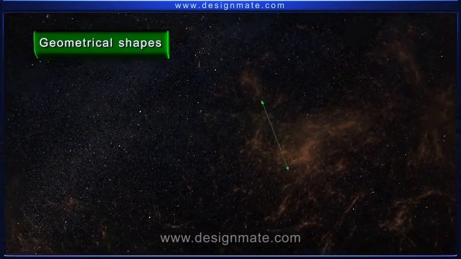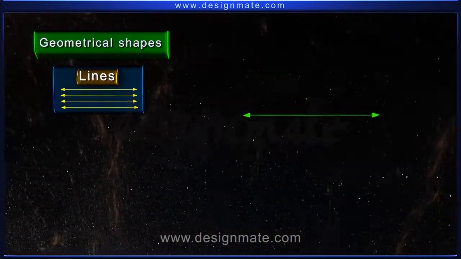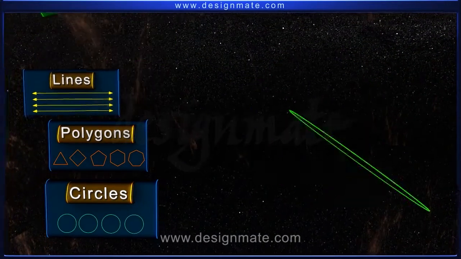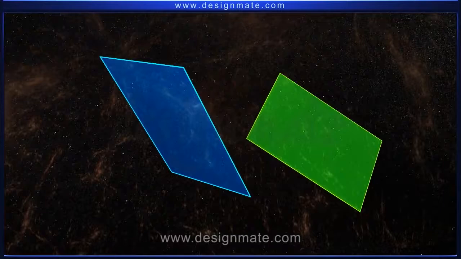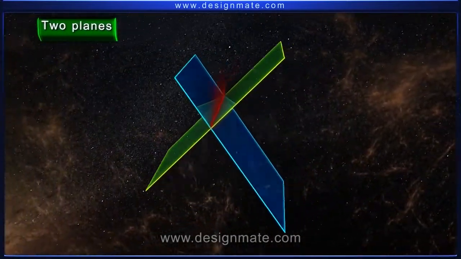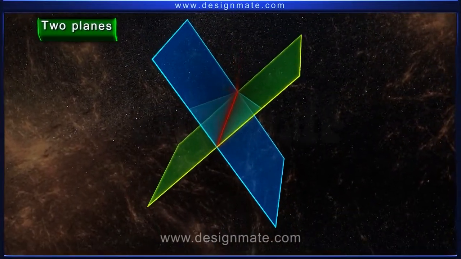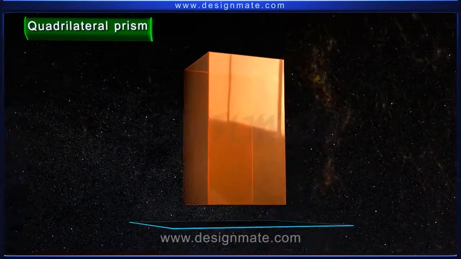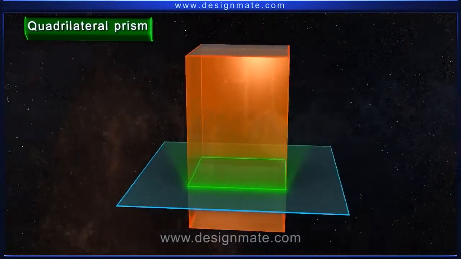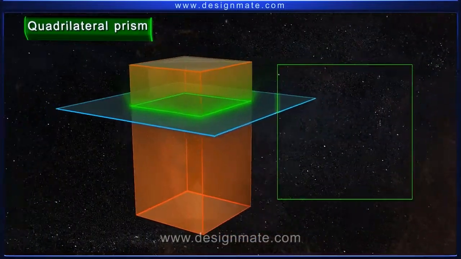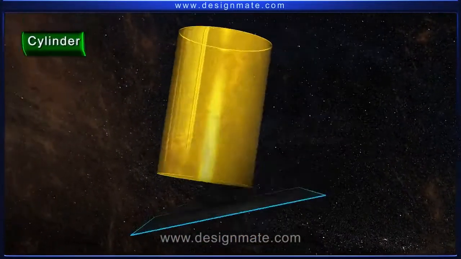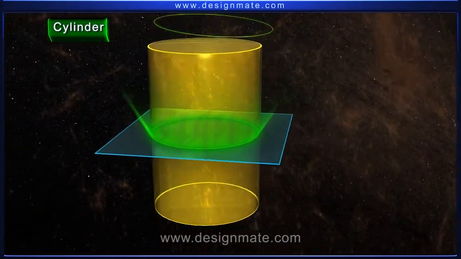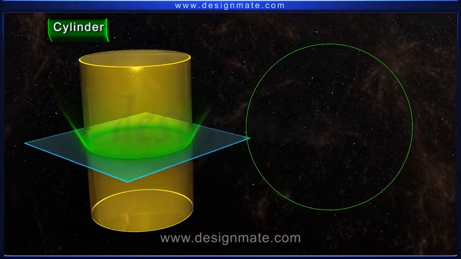We are familiar with the geometrical shapes called lines, polygons, and circles. Let us observe as to what happens when two planes intersect. We see that a line is formed. If a plane intersects a hollow quadrilateral prism, a quadrilateral is formed. When a plane parallel to the base of a cylinder intersects or cuts the hollow cylinder, a circle is formed.